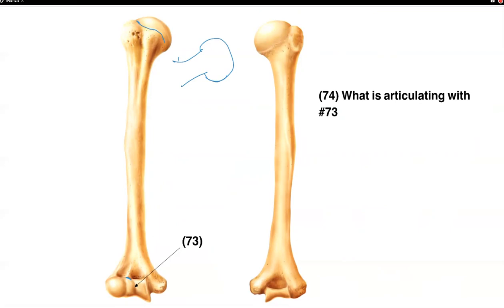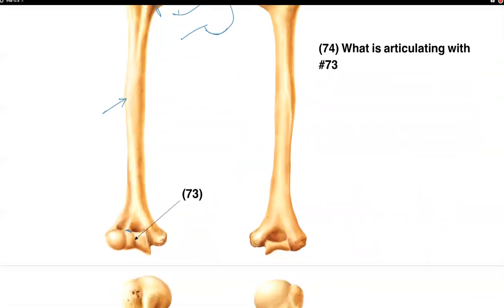All right, so here we're looking at the humerus. This is the head of the humerus. This is the greater tubercle. This is the lesser tubercle. This is my deltoid tuberosity.